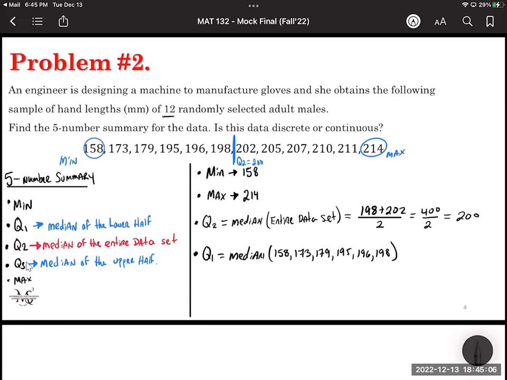Okay. So if you look at Q1 as the median of our bottom half, how many values are in this bottom half? 6. So your median here should be? Between 179 and 195. There you go. You got it. So 179 plus 195 divided by 2. So what's 179 plus 195? You add that up and then divide that by 2.